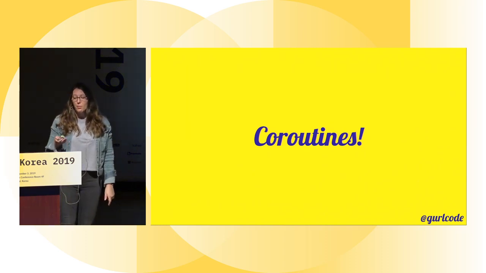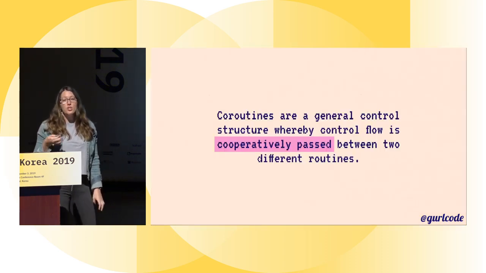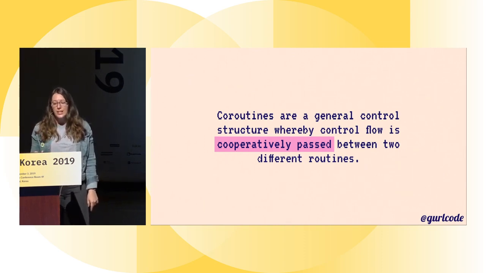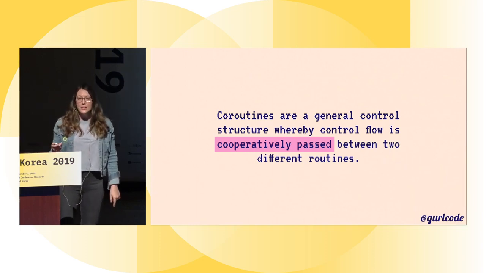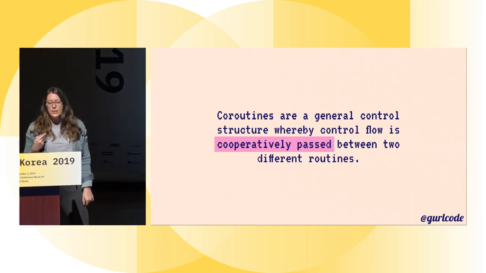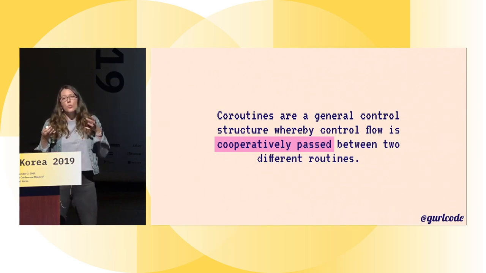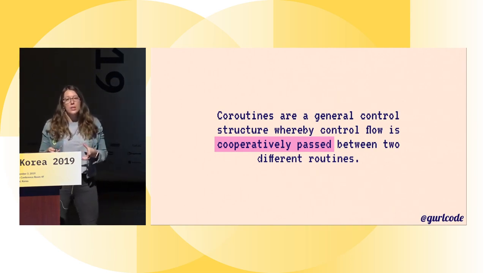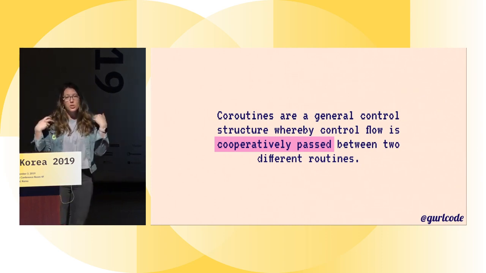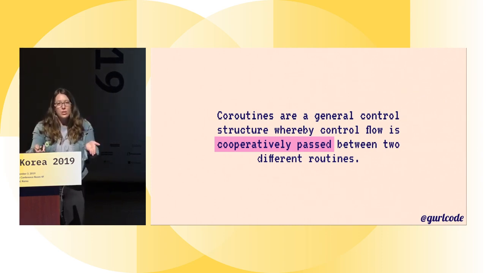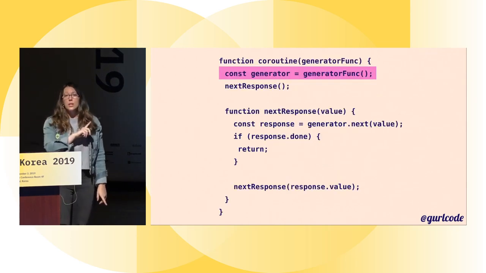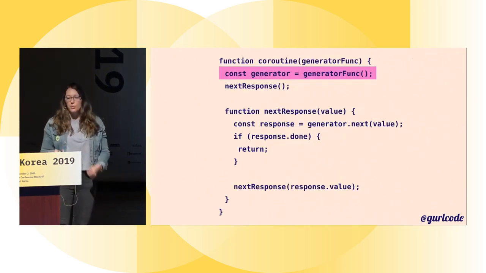Coroutines are really cool. I'm a big fan of them. They are a general control structure whereby control flow is cooperatively passed between two different routines. And this doesn't make a lot of sense, but it will soon, because the generator can't resume itself. You need a cooperative partner to help out. So something has to take control away from the generator, but then also hand it back to the generator to run its own code. So this function is a basic example of a coroutine.